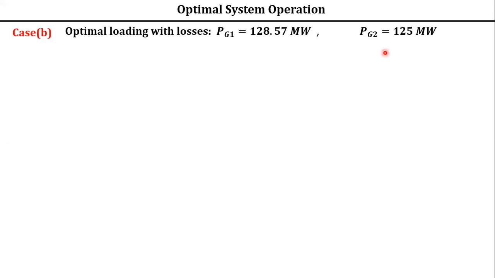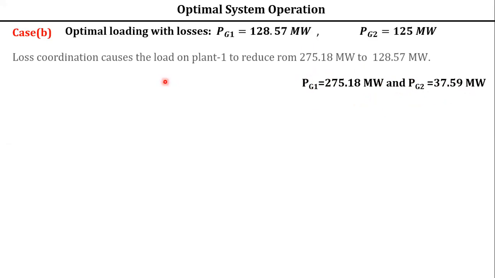So already one numerical problem we have done under when losses are not considered, isn't it? Anyway, I am writing these values. What are these values? 275 and 37.5. These are the case A generation optimal scheduling values, PG1 and PG2, because these are required here. Okay, now let us see.